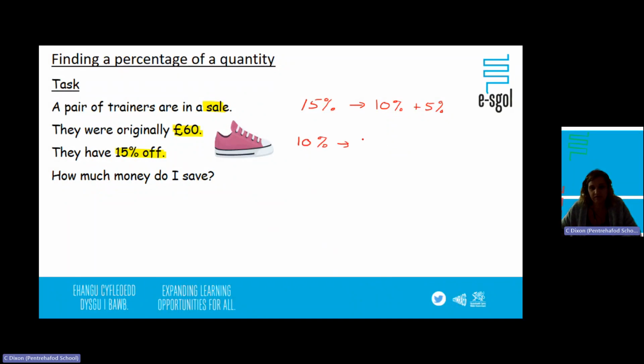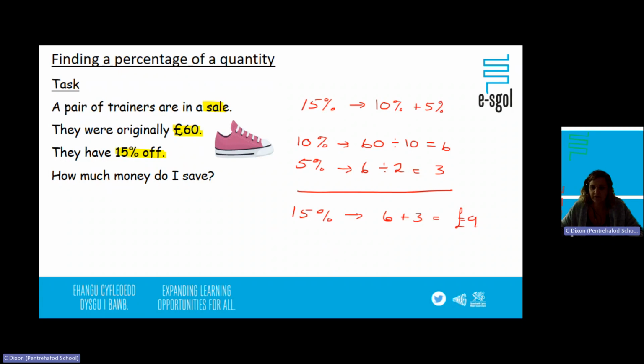So we now know how to find 10%. We divide by 10. So this is going to be 60 divided by 10. That's going to give you 6. Okay. Now to find 5%, I mentioned already there's various ways. Now because you've already found 10%, the easiest thing for you to do now to find 5% is to half that number. So the answer we had for 10% was 6. So half of 6 will tell me what the 5% is. And then we can get our answer for 15% by adding together those two. So 6 add 3 means that I save £9.